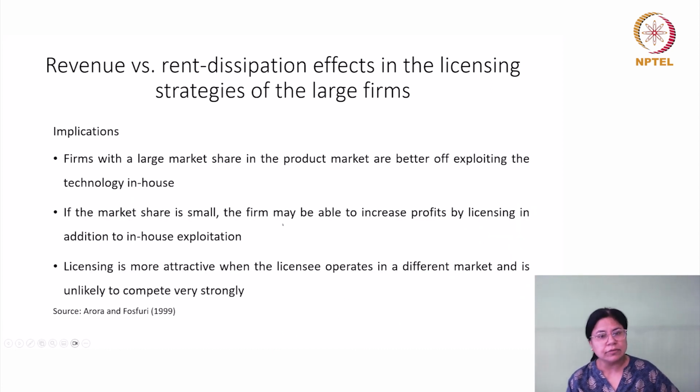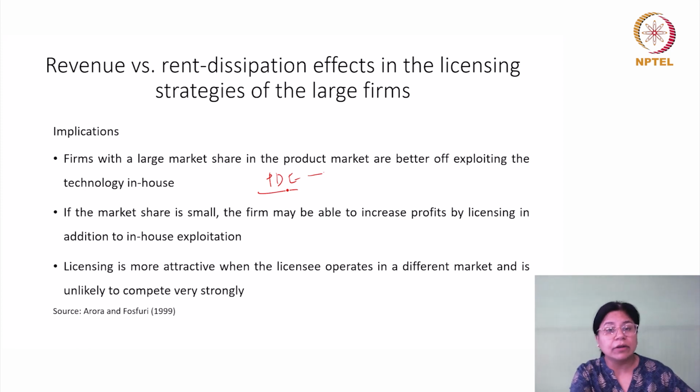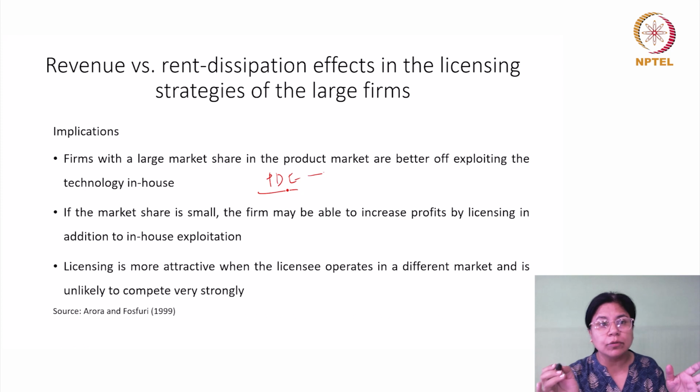So what are the implications? Clearly, if you look at both the benefits and the cost, you have to see that the larger the market share of a company, the better off they are exploiting the technology in-house, because they already have very vast access to distribution channels and advertising companies. If they're already large, it may benefit them more to keep it in-house, because their PDE is going to be much larger, right? So the dissipation effect realized by the large firm by licensing is also going to be much larger. And if the market share is small, then the firm may be able to increase profit by licensing in addition to in-house use.